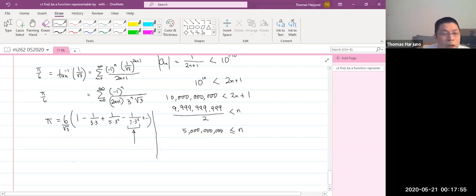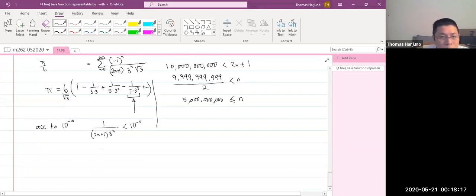So if we want to make it accurate to 10 to the negative 10, then I need to have my 1 over 2n plus 1 times 3 to the n to be less than 10 to the negative 10. In other words, my 10 to the 10 should be less than 2n plus 1 times 3 to the n. Then I go back to my calculator.